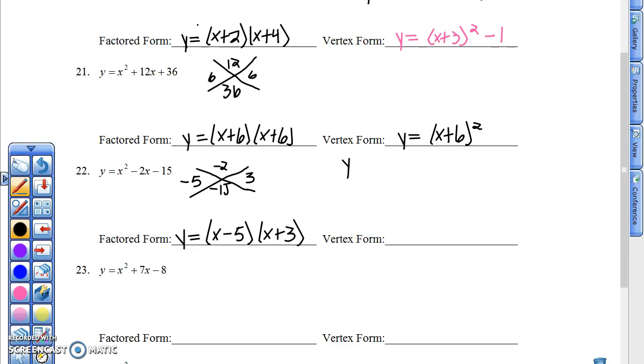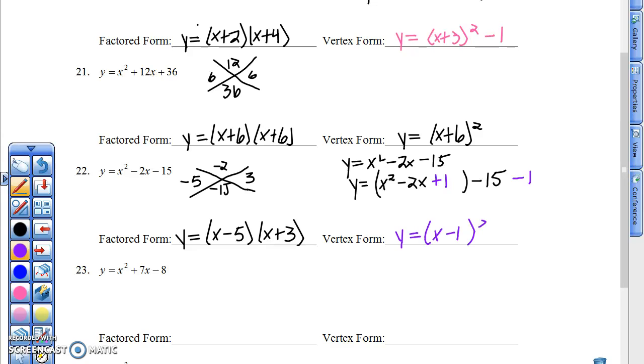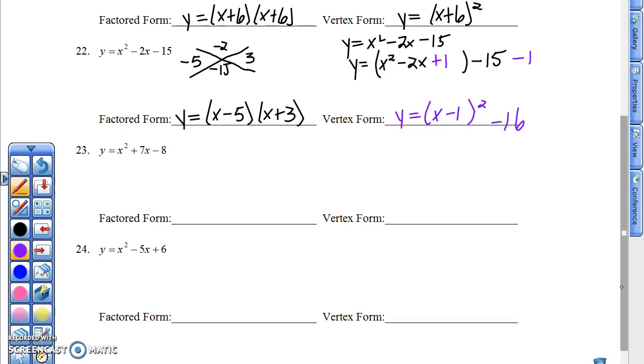Completing this square, y equals x squared minus 2x minus 15. Half of negative 2 is negative 1. Negative 1 squared is 1, which isn't 15, which is why I'm starting to do my perfect square here. So I add 1 here. If I add it within here, I have to subtract it on my outside. Intentionally making this a perfect square of x minus 1 squared, and then negative 15 minus 1 would be minus 16.